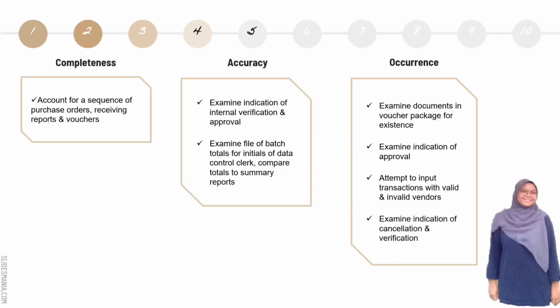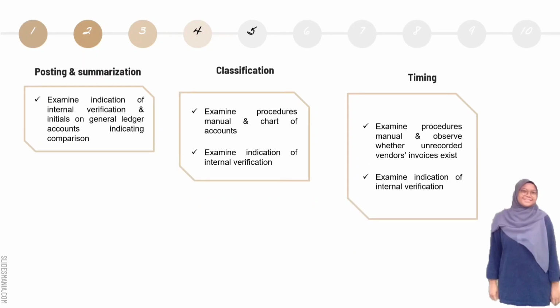And for occurrence, the test of control: examine proper approval for purchase requisition, purchase order, and goods received note. Examine the indication of internal verification for these documents. The test of control for posting and summarization: examine indication of internal verification and initials of general ledger accounts indicating comparison.